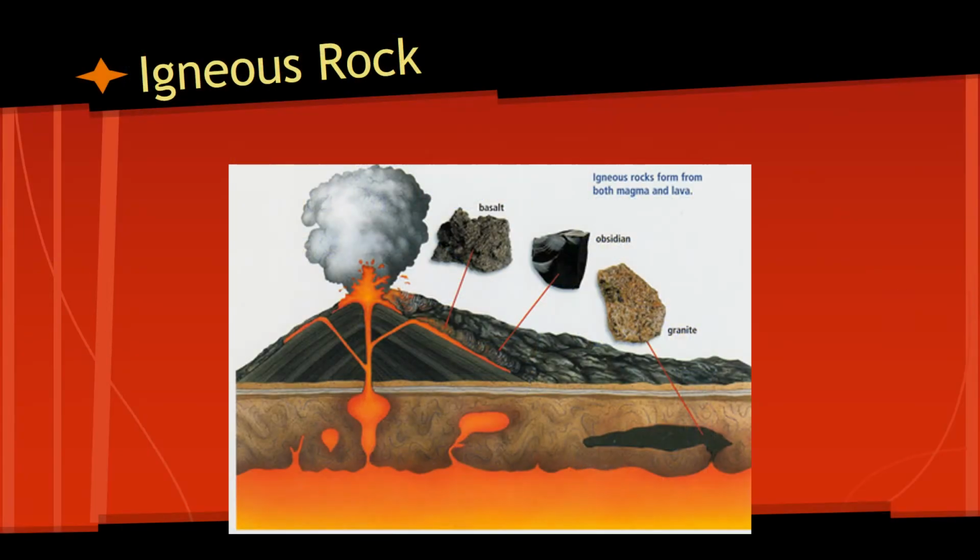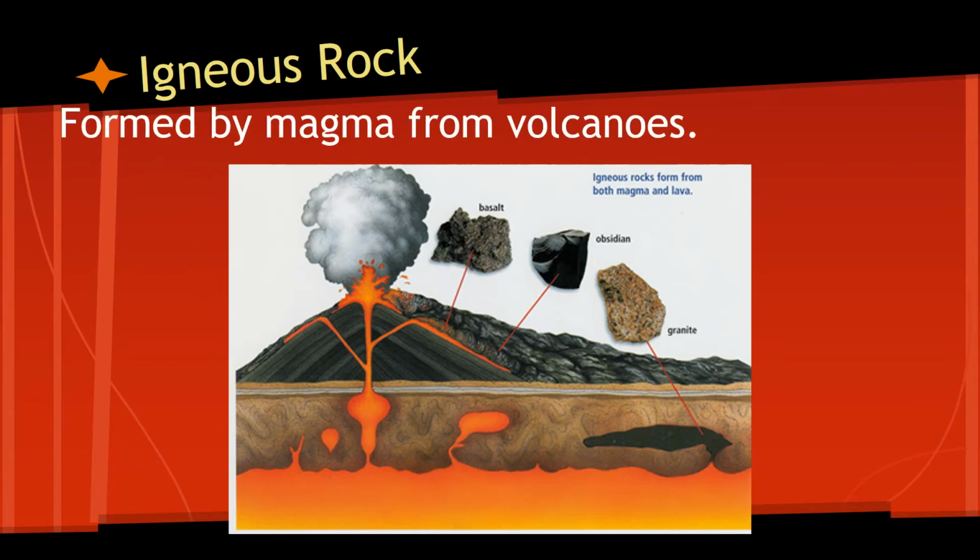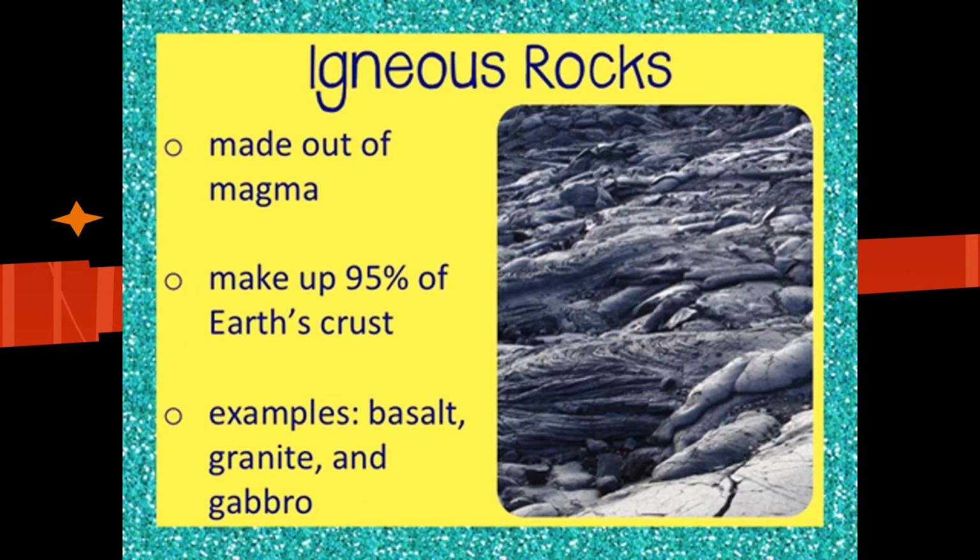Now we'll talk about igneous rock. Igneous rock has been formed by magma from volcanoes over years and years. So magma that's been released from a volcano, which we now call lava, hardens to become igneous rock. Igneous rocks are made out of magma. They make up about 95% of Earth's crust. And some examples of igneous rocks are basalt, granite, and gabbro.